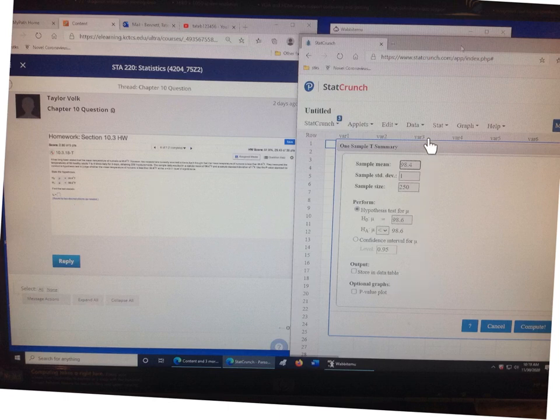Okay, so again, I'm in StatCrunch. You go to stat, T statistic, T stat, and one sample with summary. Put the information in, click compute.